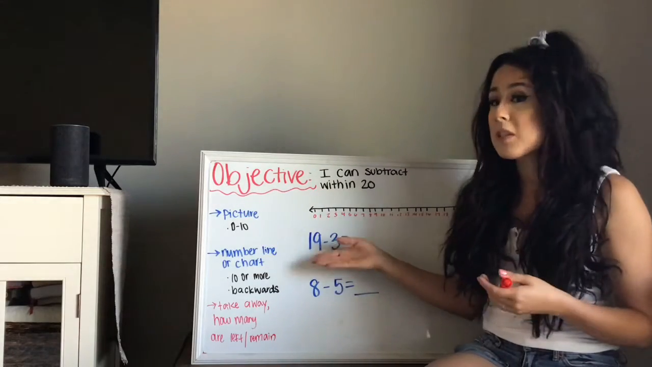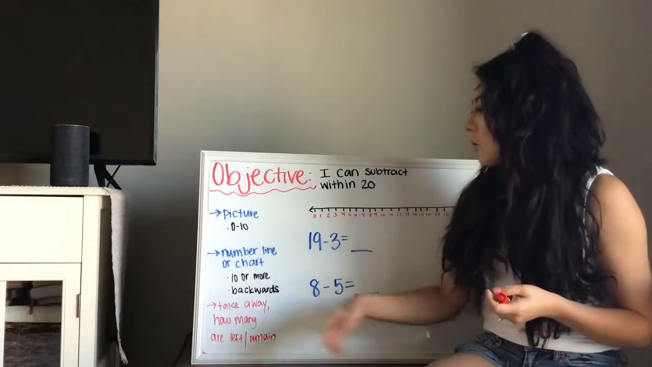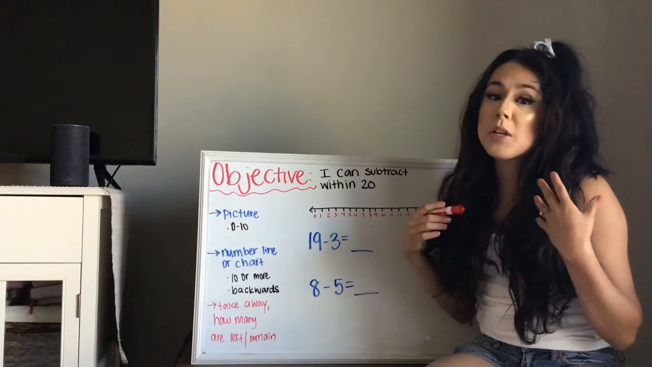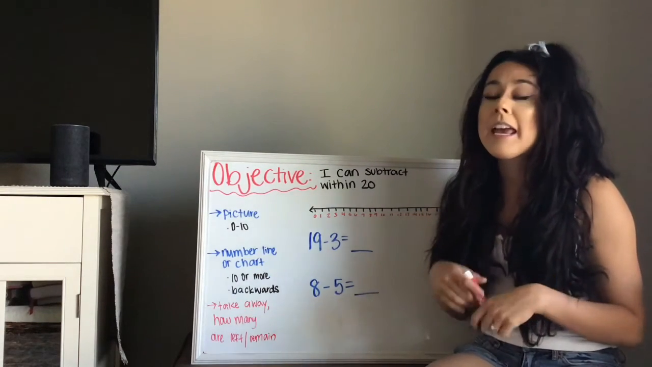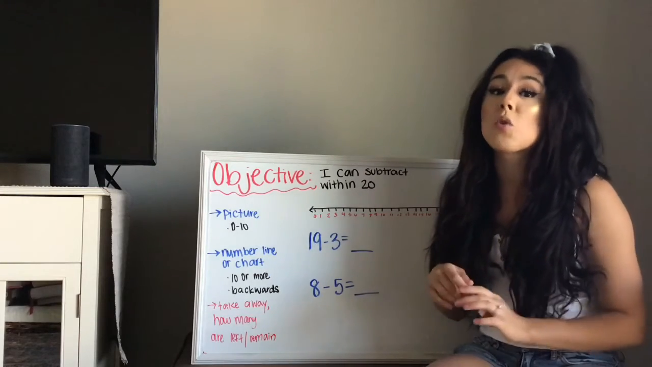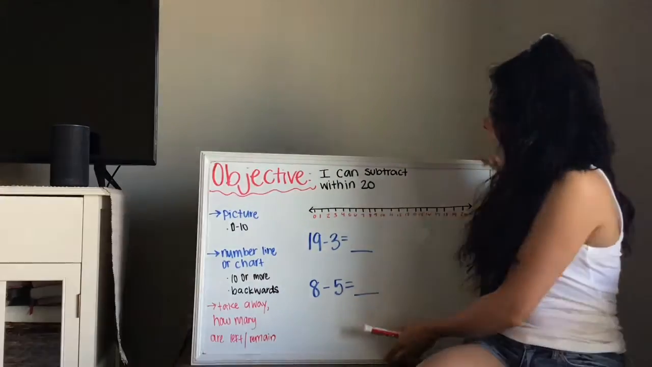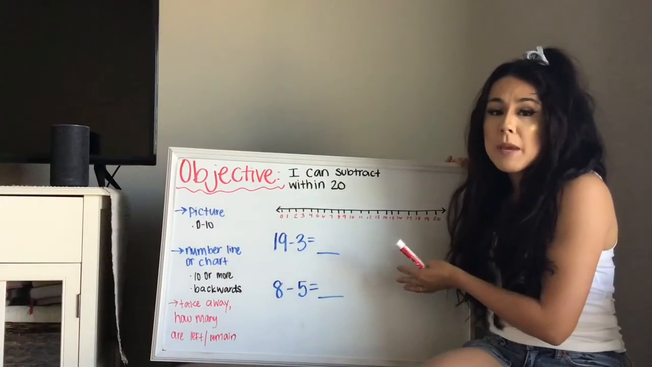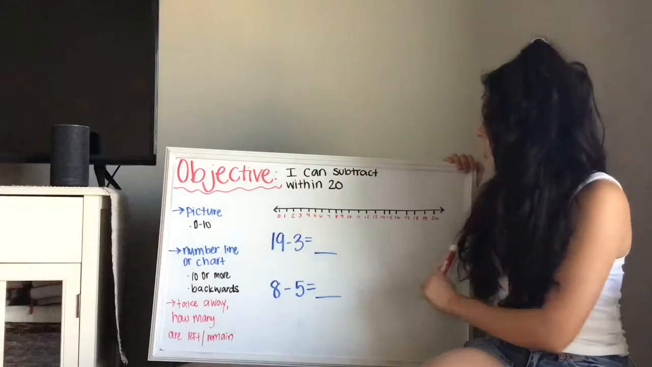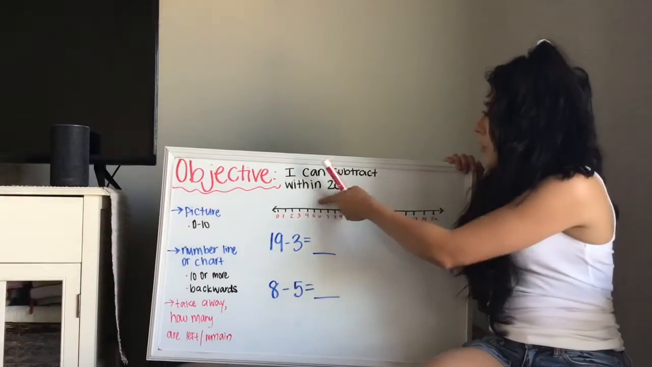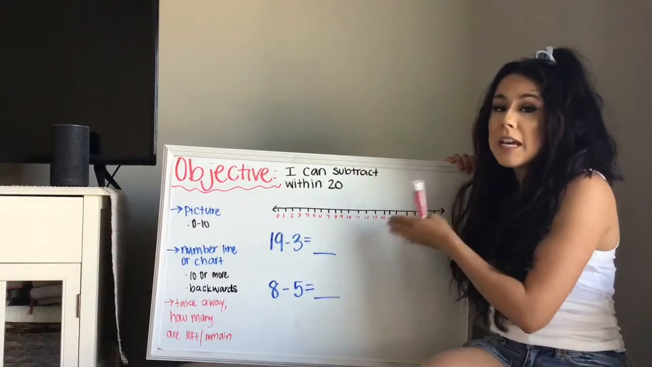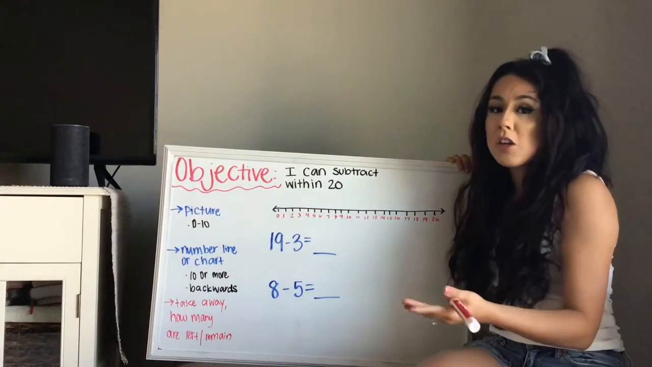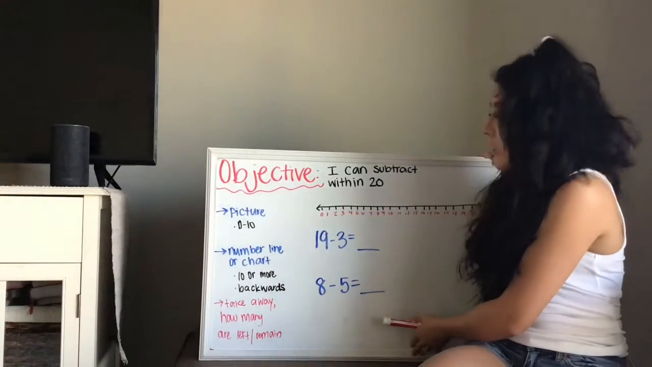For larger number sentences like 19 minus 3, you can use a number line or a number chart. It's really helpful when you're using amounts that are 10 or more. When you're using the number chart or number line, you're going to move backwards. I drew a teeny tiny number line right here. You can draw one on a separate piece of paper or look one up on Google, same with the number chart. You're going to go backwards, trying to get close to 0 because you're taking away, so the amount is getting smaller. If you go forwards, the amount's getting larger, and that's for addition.